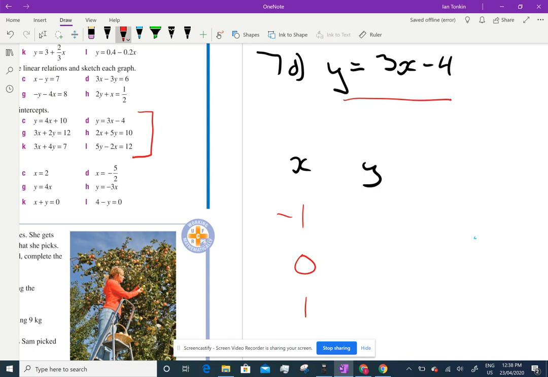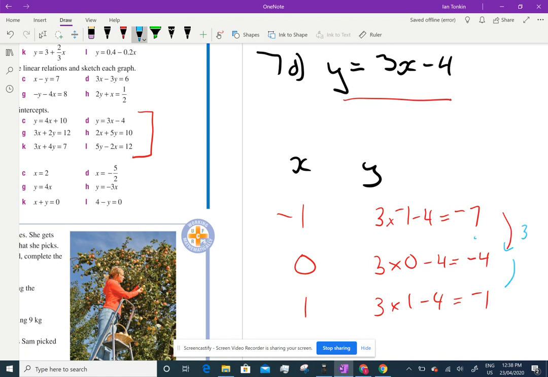To get the y value, I go 3 times -1 minus 4, and that's -7. You can check it on your calculator. 3 times 0 minus 4, well, that's -4. And 3 times 1 minus 4, well, that's -1. And I know I'm right, and so should you, because this is going up by 3, and if it's going up by the same amount, it's a linear expression.